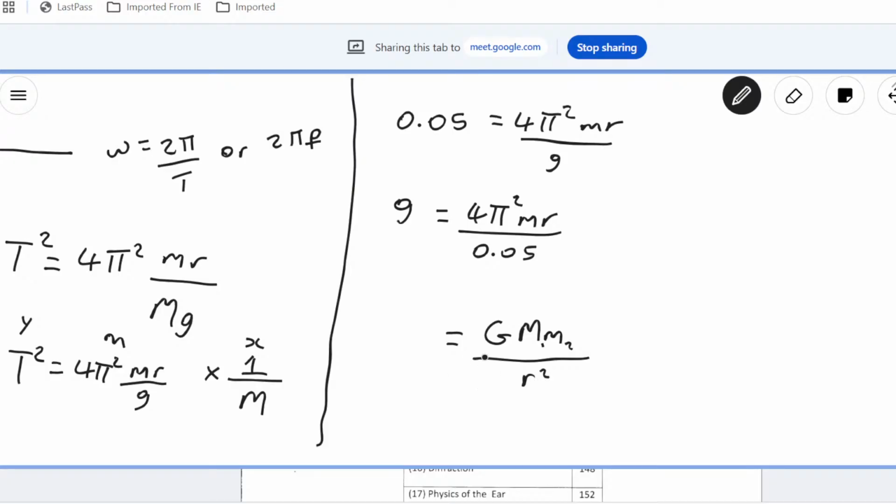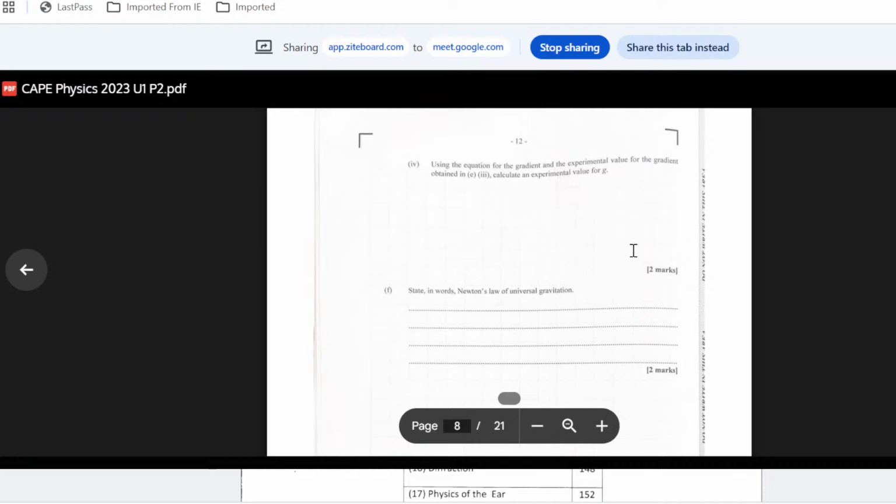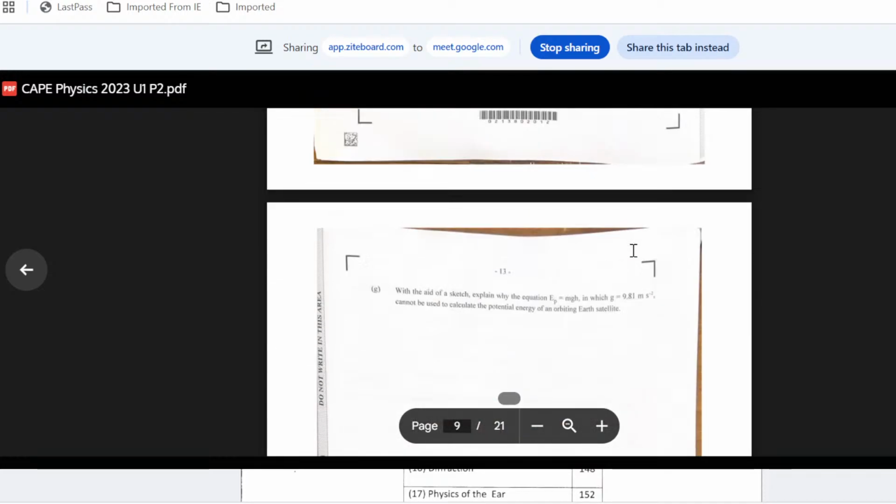That's equal to what? You start with capital G. Wait, isn't it force? Yeah, the force of attraction. Alright, so that's gravitation.